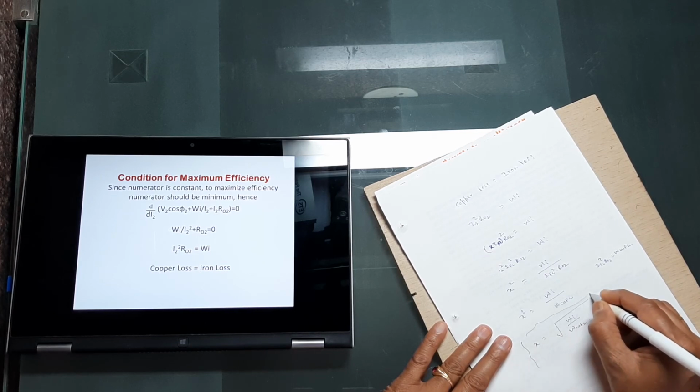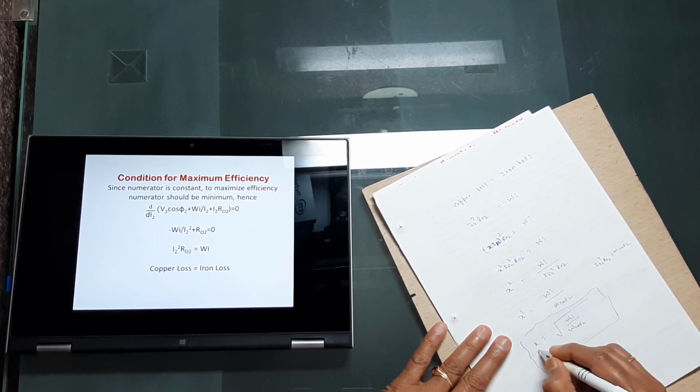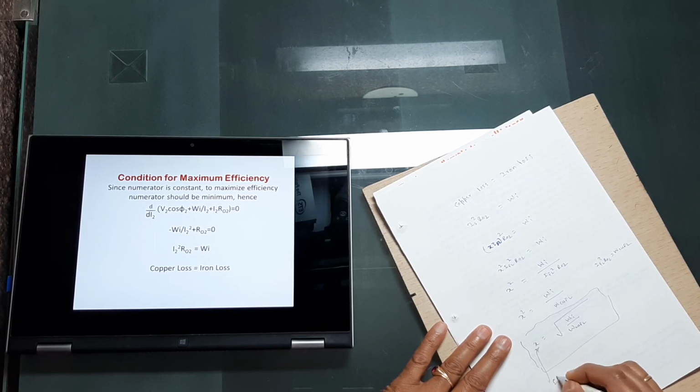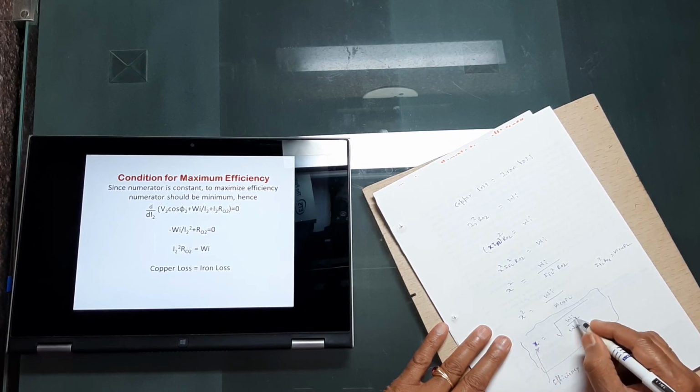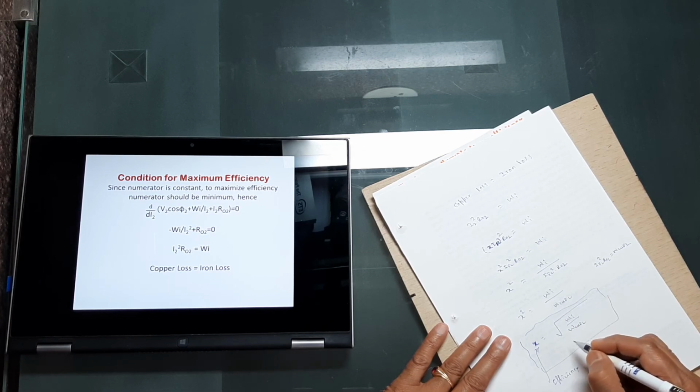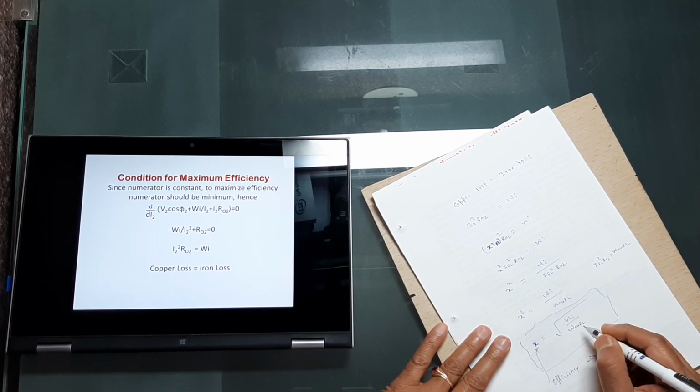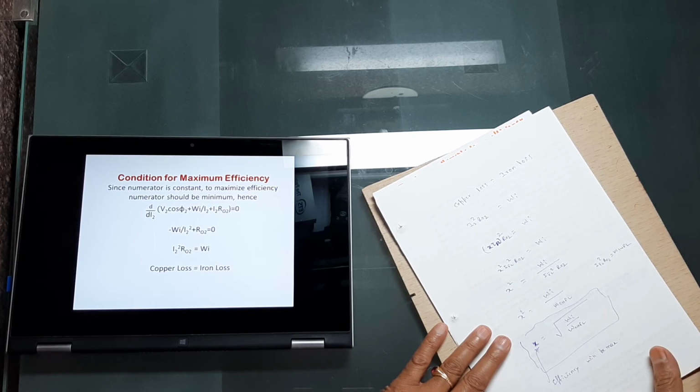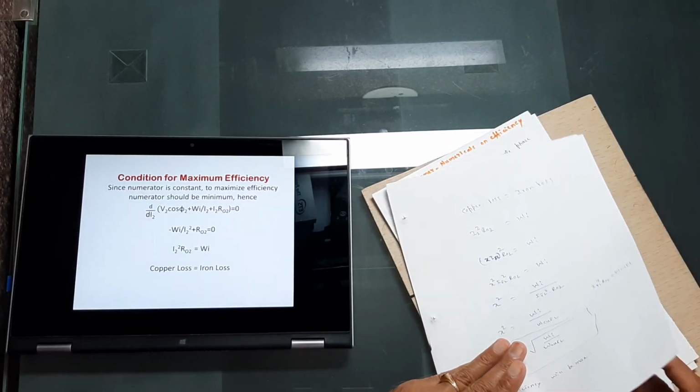Means at this particular load, the efficiency of the transformer will be maximum. What is the condition? At what load is it occurring? It is occurring at the load x equal to the square root of the iron loss divided by the copper loss. At this instant of load condition, the efficiency of the transformer will be at its maximum. With this background, we have to work out some numericals on the efficiency.